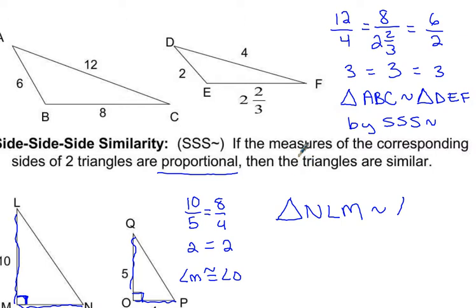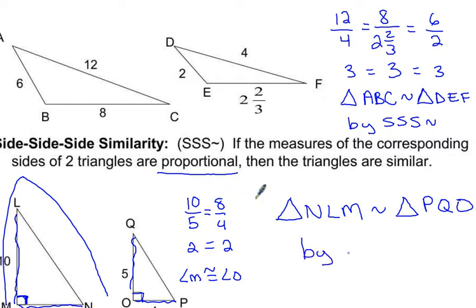If I go N, L, and then M, what order would the other one be in? Nice. TQO. So the reason they would be similar is by side angle side similarity. You can say SAS similarity, side angle side, tilde, just as long as you know what you're talking about when you're writing it out. Okay.